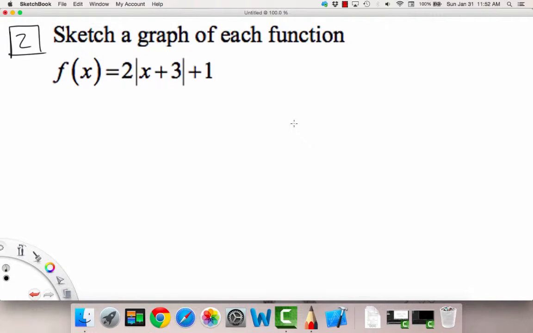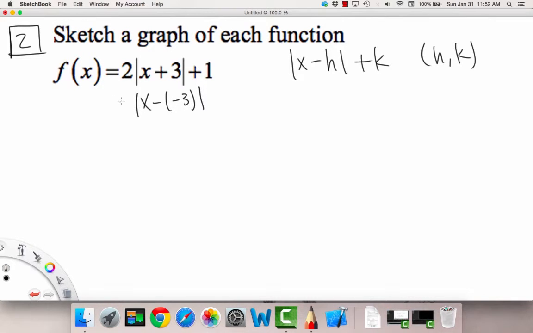Okay, problem number 2, we're going to do the opposite. We're given a function, and we're told to sketch a graph of it. The first thing I like to do is find the vertex first. Normally what we have is some kind of x minus h, and then plus k, where h comma k is our vertex. In this one we have x minus a minus 3 inside there, and then plus 1. So our h is negative 3, so that means negative 3, comma 1. This is our new vertex.